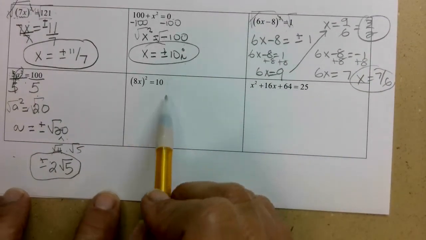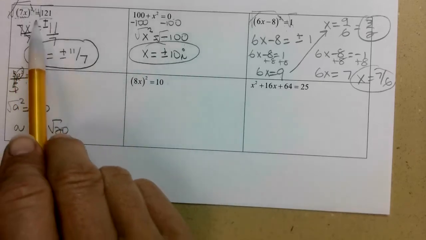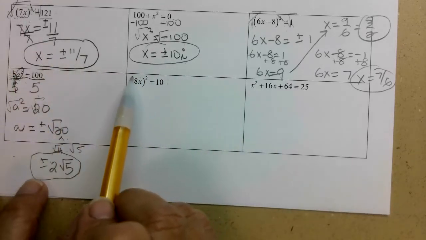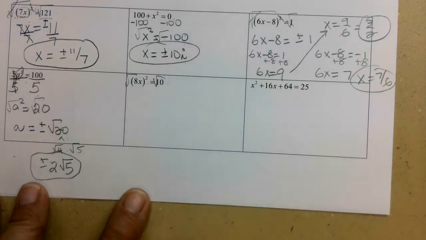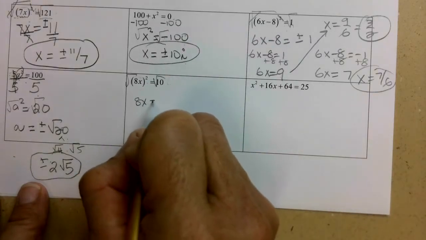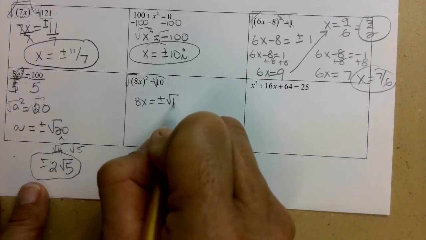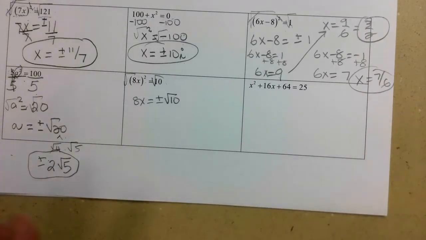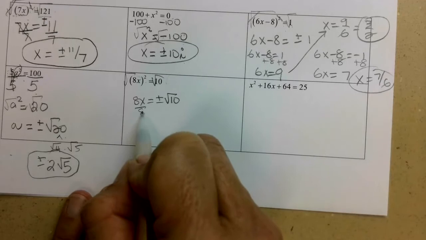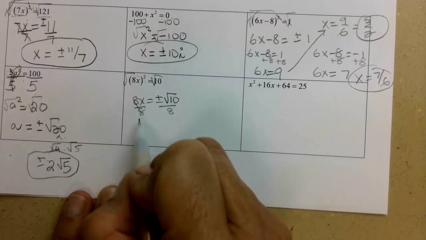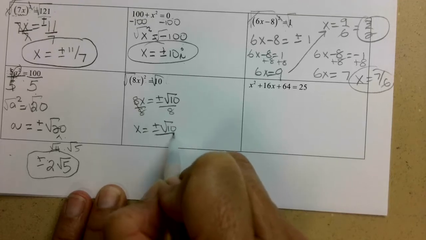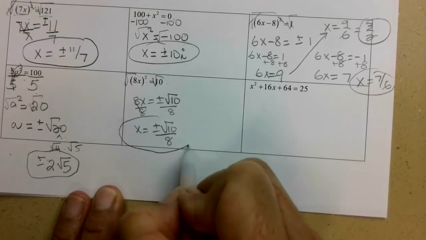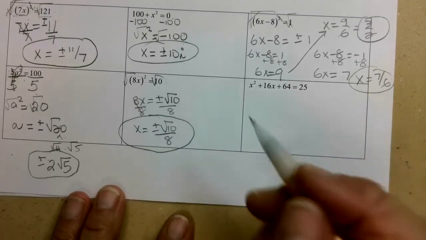8x squared equals 10. Well, this is just like our 7x squared, because notice it's the whole 8x that's being squared. Square root. 8x equals plus or minus square root 10. Square root 10 doesn't simplify, so we're just going to leave it like that. Divide by 8. x equals plus or minus square root 10 over 8. Just that, nothing else to be done.